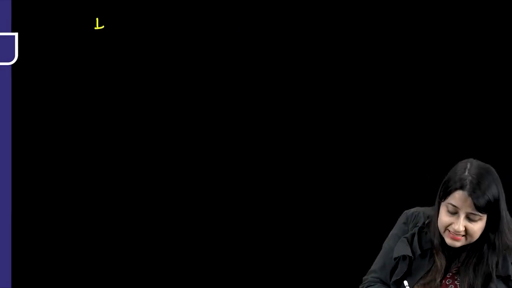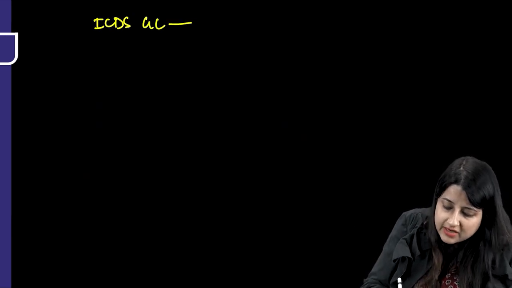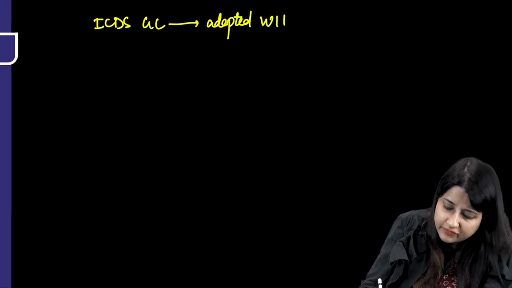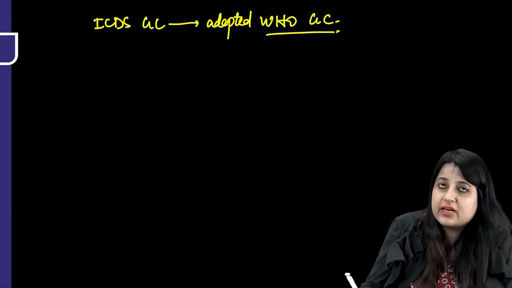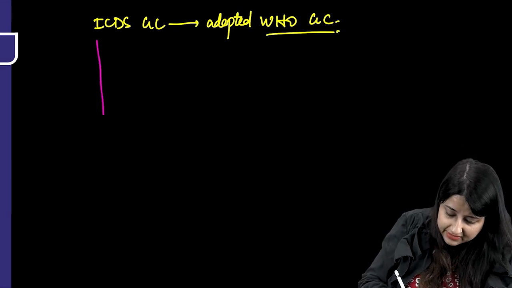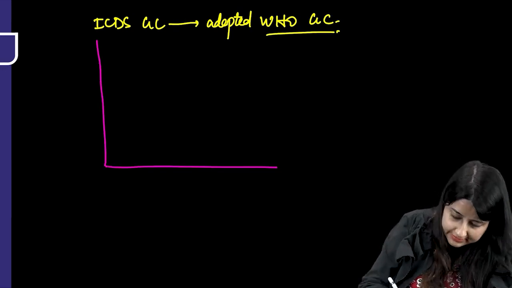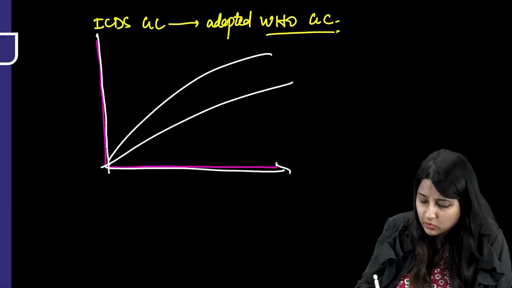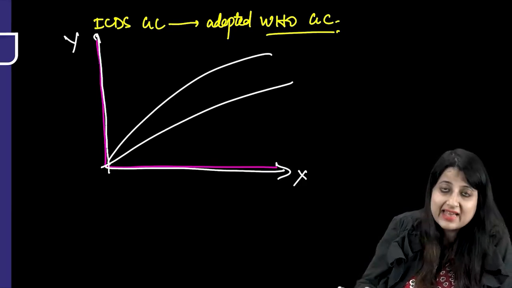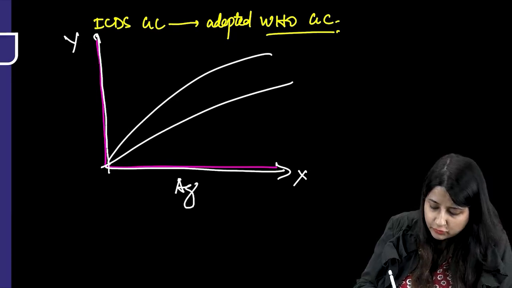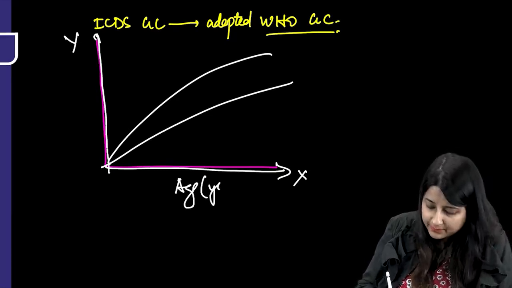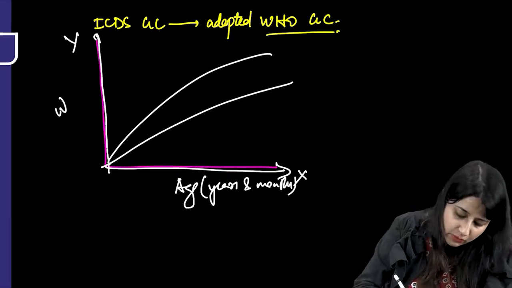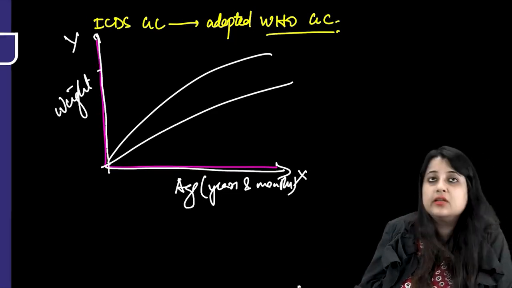Now, remember, the ICDS growth chart was adopted from whom? The ICDS growth chart was adopted from WHO growth charts, guys. So first let us make the WHO growth chart. Now, the WHO growth chart has only 2 lines. And what are you plotting? This is the x-axis, y-axis. On the x-axis, always you're going to plot age. Age will be plotted completely in years as well as months. And on the y-axis, we are going to plot the weight.